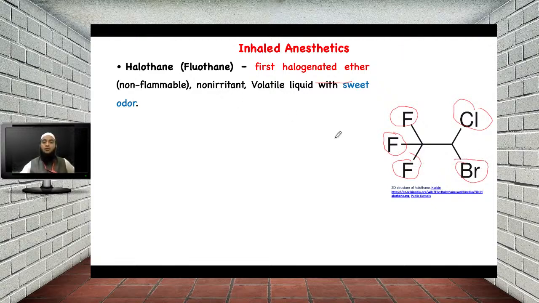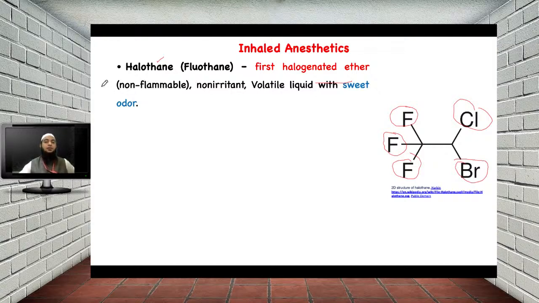Okay, so you have just changed the group. Now the drug becomes fluorothane, or since it contains halogen, it is also called halothane. All those general anesthetics which are halogenated, that contain halogen, are called halothane. Okay, so it is the first halogenated ether.